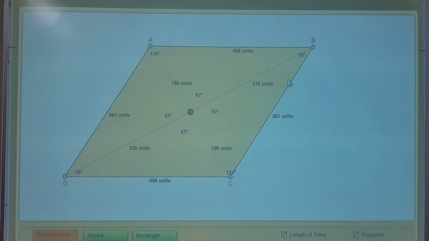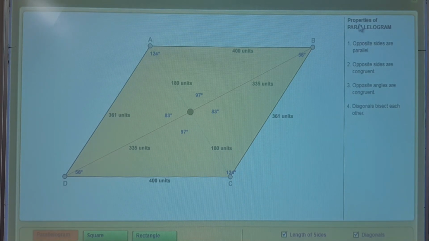Like that, if these two AD and BC are parallel lines, take DC as transversal. So, if you add these two, 56 and 124, you will get 180 degree. So, sum of angles on the same side is equal to 180. Here also you can consider AD as transversal and DC and AB are parallel. That means 56 and 124 makes 180 degree. Here also 124 and 56, 180 degree. That means sum of angles on the same side is equal to 180 degree.